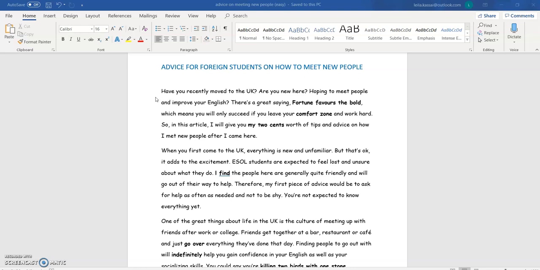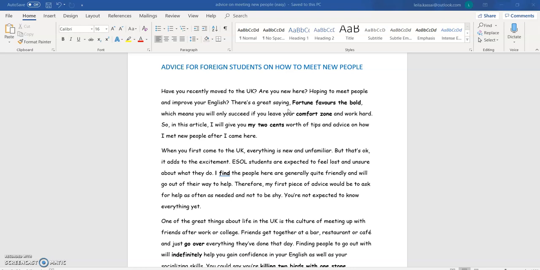So remember, we said that we need to grab the reader's attention right at the beginning. And we said either by using a rhetorical question, a question I do not need the answer to right now, or a fact. And this is how I've started, using a rhetorical question. You'll see throughout that I've also used idioms, because that was another thing we said. We need to keep with the same level of English as our readers. Have you recently moved to the UK? My reader is foreign students, so I need to ask a question relating to foreign students. Have you recently moved to the UK? Are you new here? Hoping to meet people and improve your English?